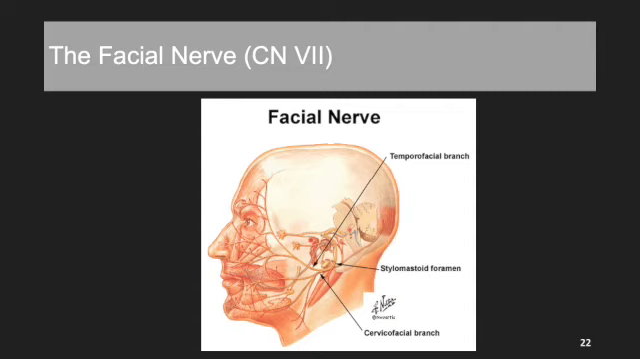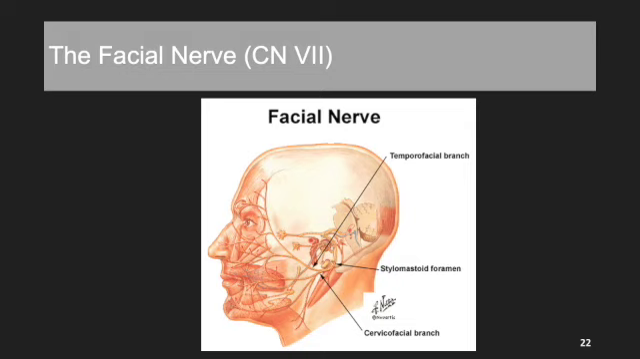So take a look at the facial nerve here. When we're looking at the facial nerve, obviously the facial nerve is going to have three branches. It's going to have a temporal facial branch, styloid mastoid branch, and a cervical facial branch. So understand what each of those branches is going to be responsible for. Understand that the facial nerve does have three different branches.